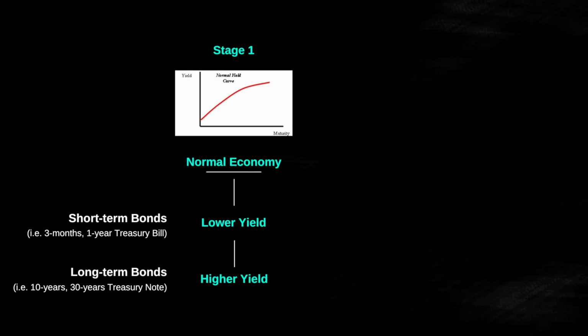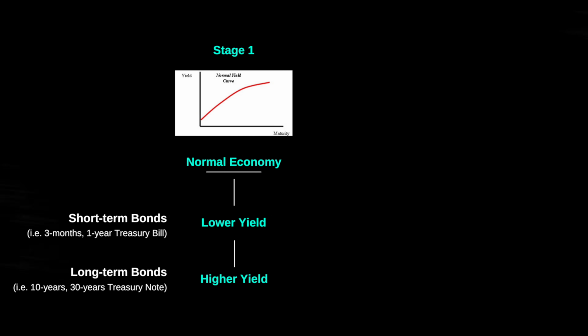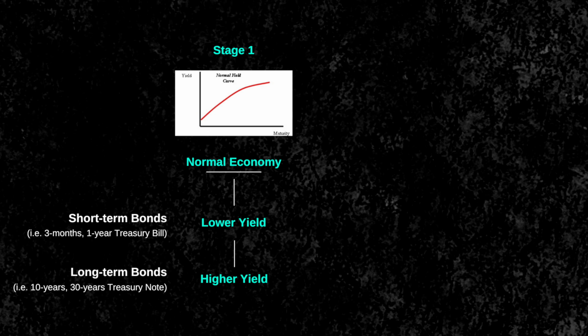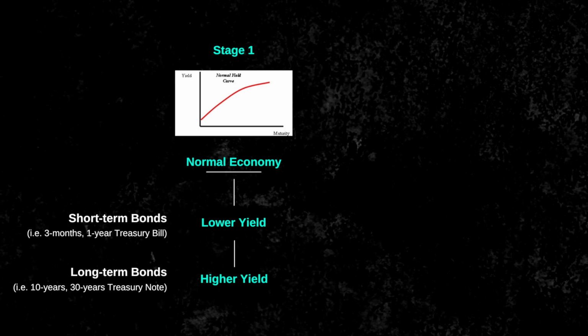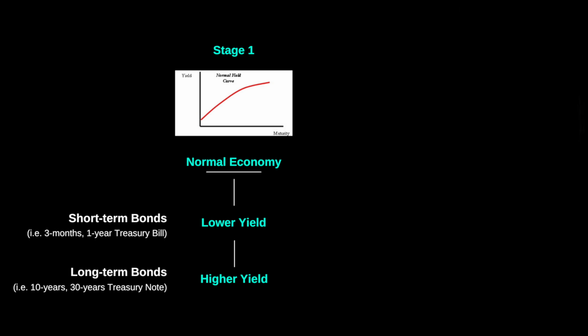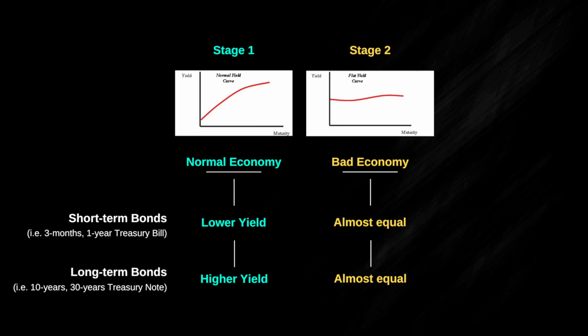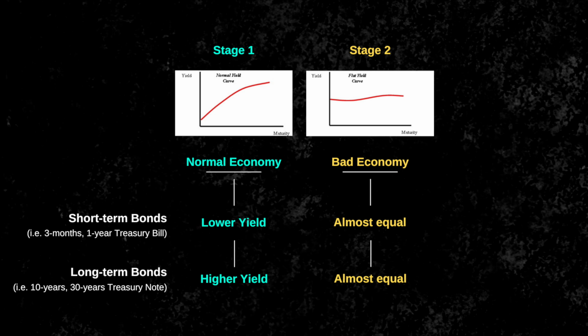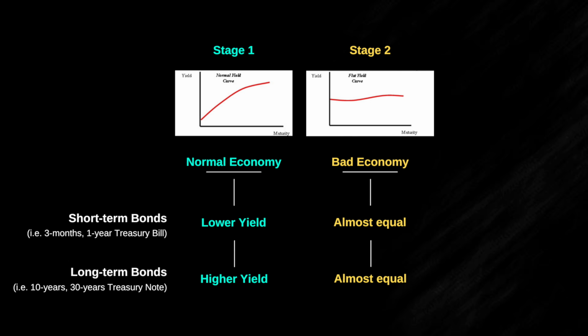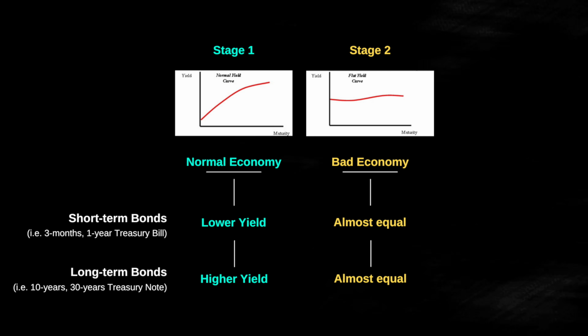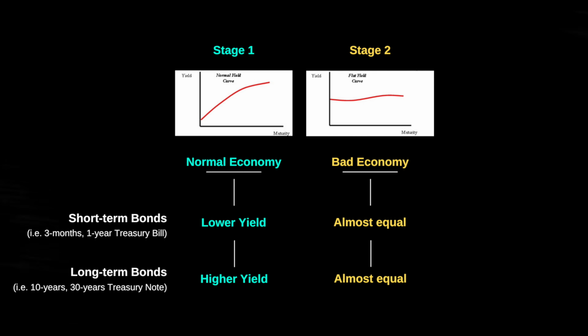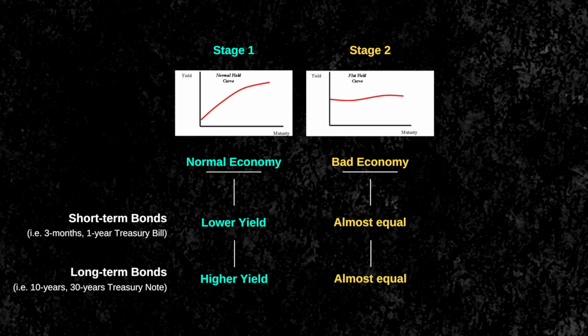But just to give you a very brief idea, we have short-term and long-term bonds, and usually in a normal and healthy economy, the yield on the short-term bonds are lower, whereas the yield on the longer-term bonds are usually higher. Very simple. But when there is something bad happening in the economy, the yield on the short-term bonds increase, while the yield on the long-term bonds decrease. Hence, you will see the yield curve start to flatten because investors run towards the safety of longer-term bonds.